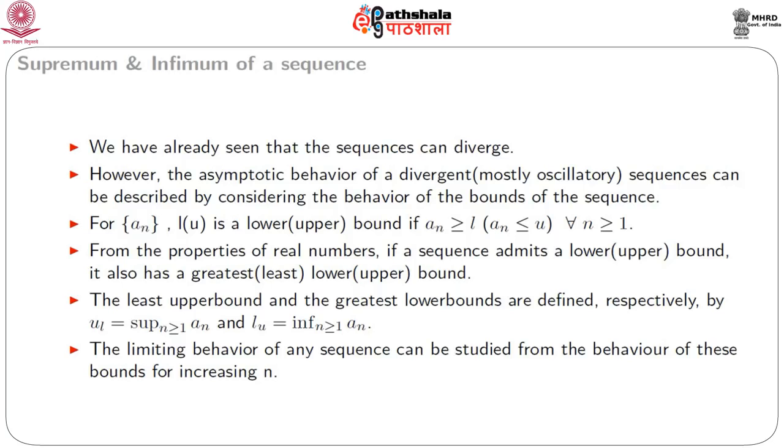From the properties of real numbers, if a sequence admits a lower or upper bound, it also has a greatest lower bound or least upper bound. The least upper bound and the greatest lower bound are defined respectively as U, the supremum of an, and L, the infimum of an. The limiting behavior of any sequence can be studied from the behavior of these bounds for increasing n.